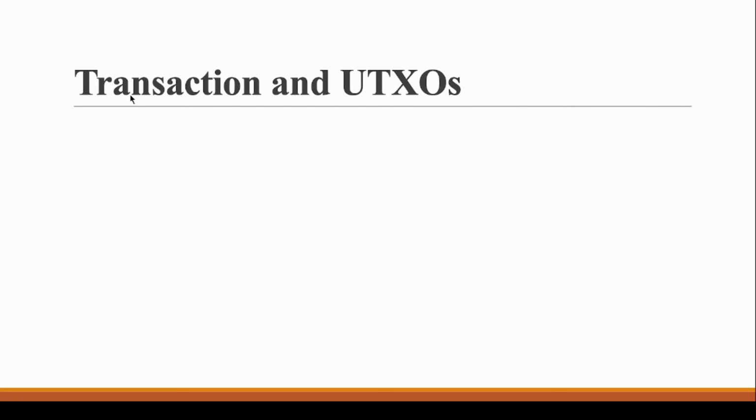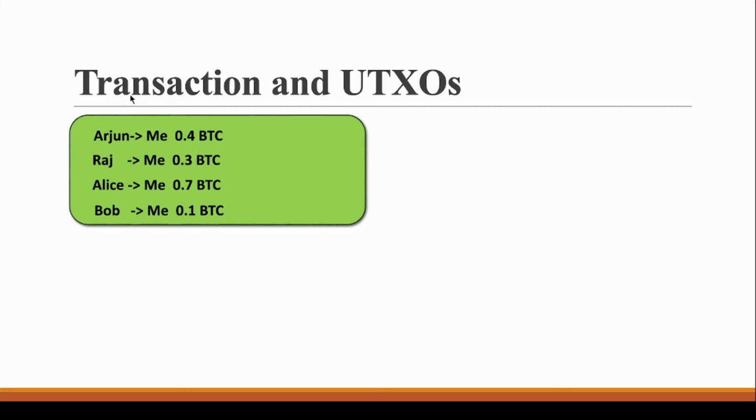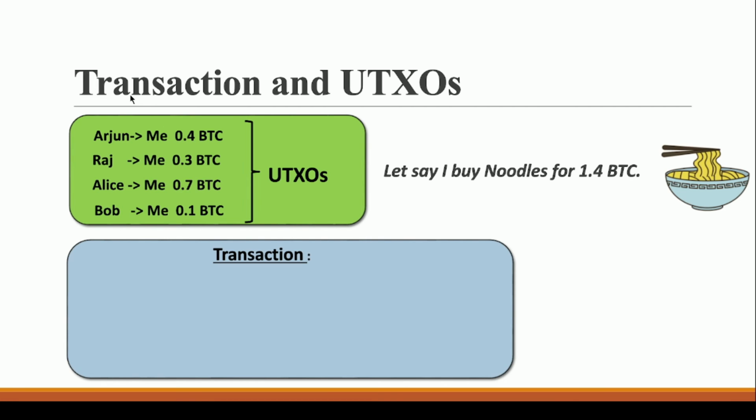Now, let me take one more example so that you can better understand this. Let's say we have again these UTXOs and we want to buy these noodles, which are very costly noodles of 1.4 Bitcoin. But let's say we want to buy these noodles. So how will the input work in this case? Let us see a different kind of example.